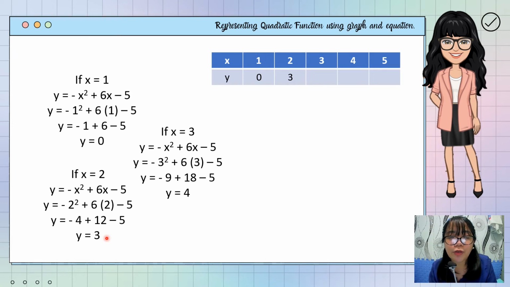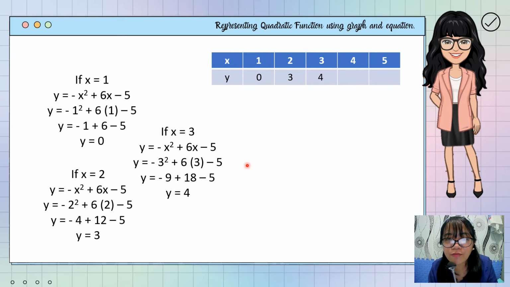If x is equal to 3, then our quadratic function will become y equals negative 3 squared plus 6 times 3 minus 5. Negative 3 squared is 9, 6 times 3 is 18, minus 5. Negative 9 plus 18 equals positive 9. And then minus 5, that is equal to 4. So y is equal to 4 if x is equal to 3. So our next ordered pair is 3, 4.